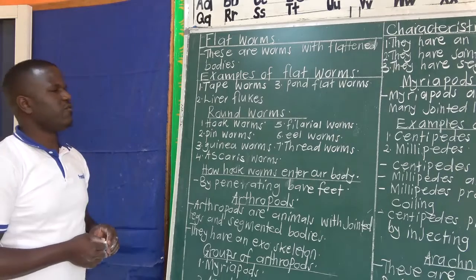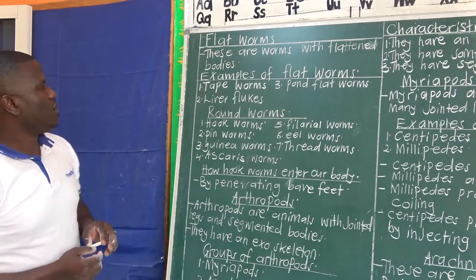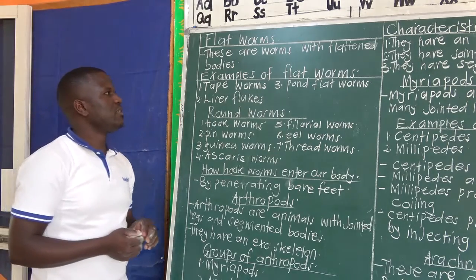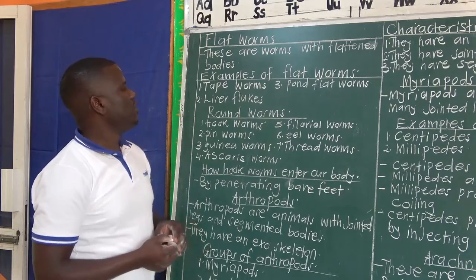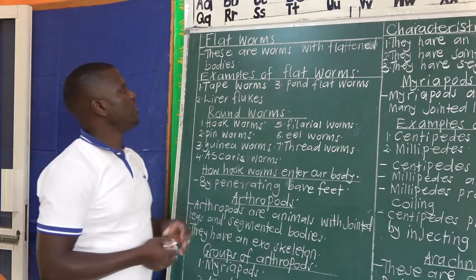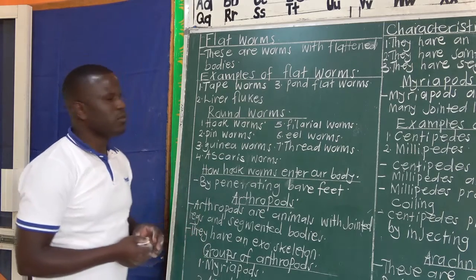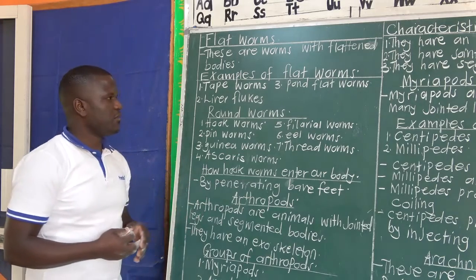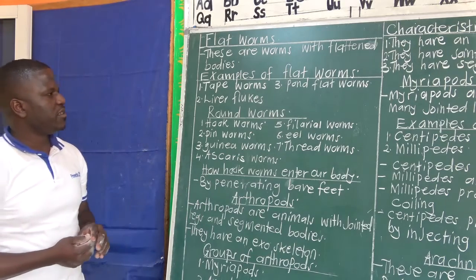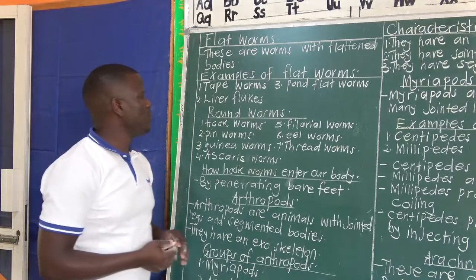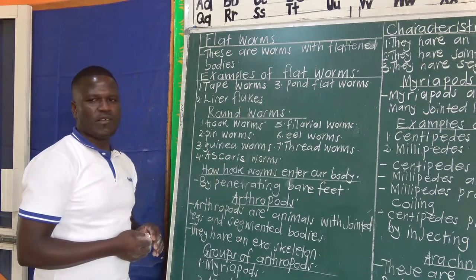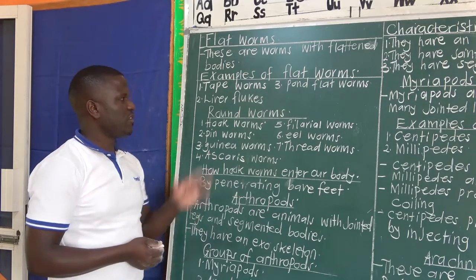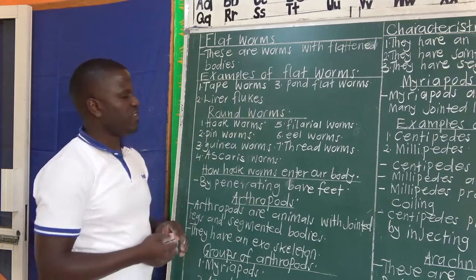Today we're going to look at flatworms. Flatworms are worms that have a flattened body. In other words, flatworms have a flat body. Examples of flatworms are tapeworms, pond flatworms, and liver flukes.